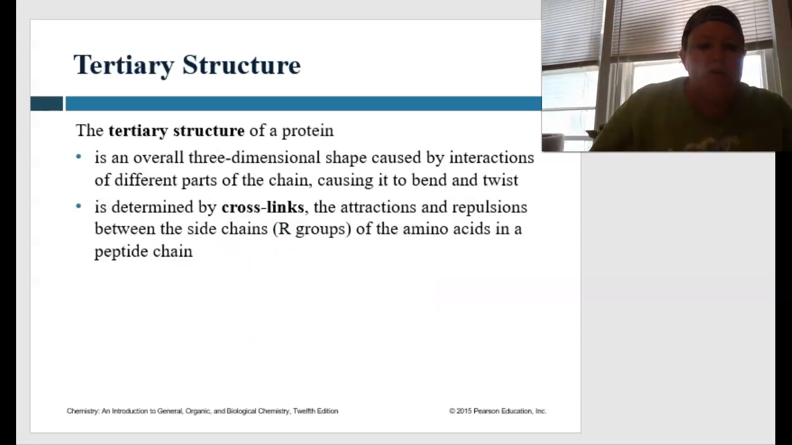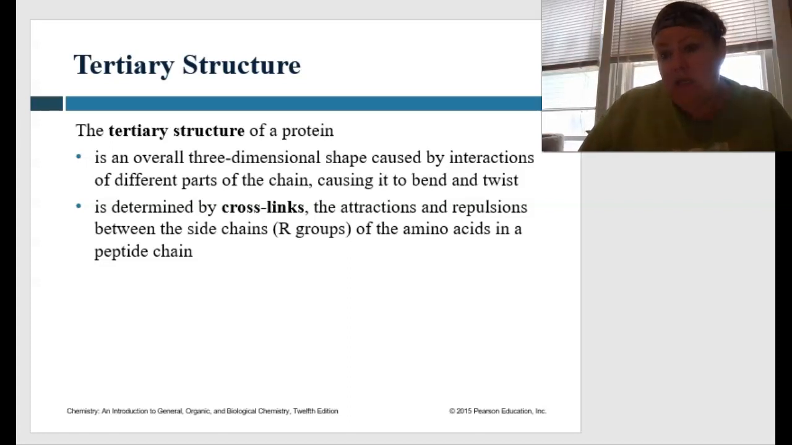Your tertiary or third level of structure is an overall 3-dimensional shape that's caused by interactions of different parts of the chain, causing it to bend and twist. This is determined by crosslinks and the attractions and repulsions between the side chains or the R groups of amino acids in the polypeptide chain. So remember, primary and secondary interactions are going to be backbone interactions, whereas your tertiary and quaternary structure are going to be your side chain interactions.